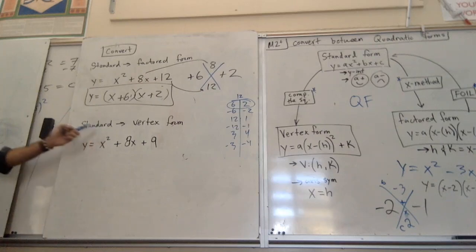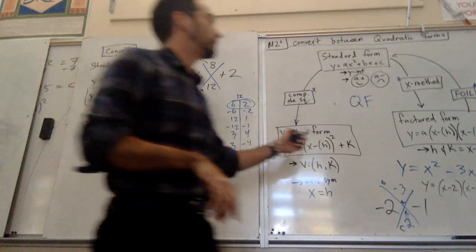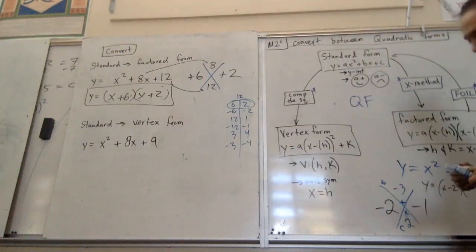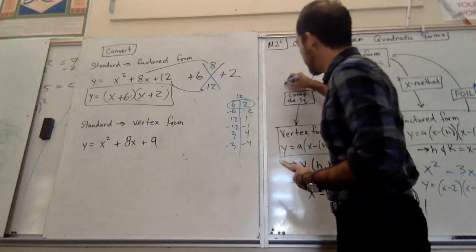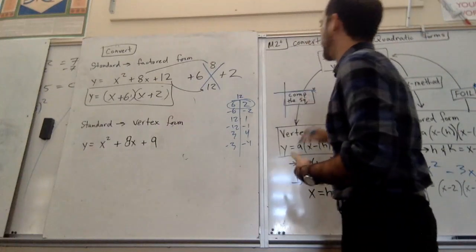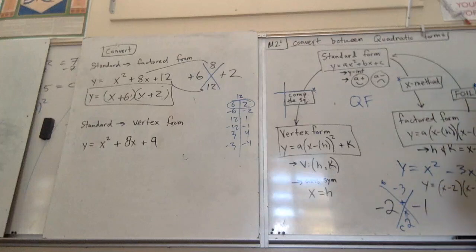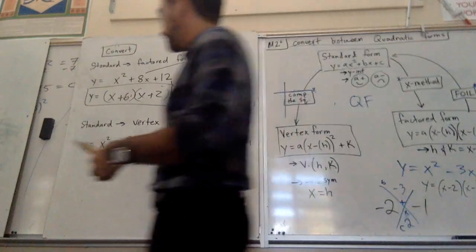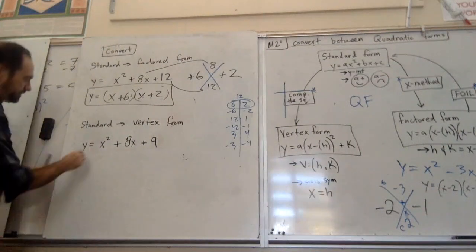Standard form to vertex form. What do we have to do? Complete the square. Maybe this will remind you we have to complete the square. We're going to be doing our algebra tile work. Let's go ahead and do that for this one. Let's set it up.